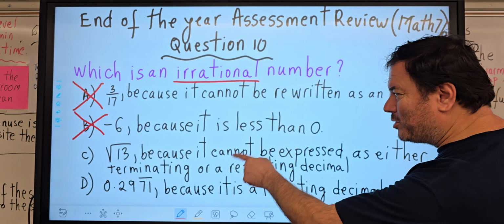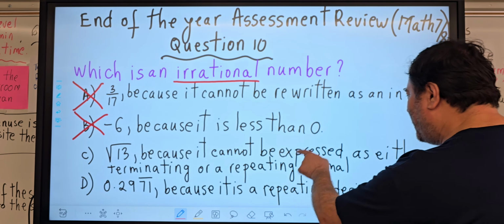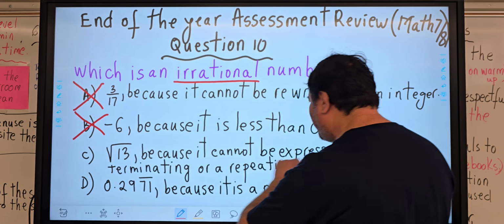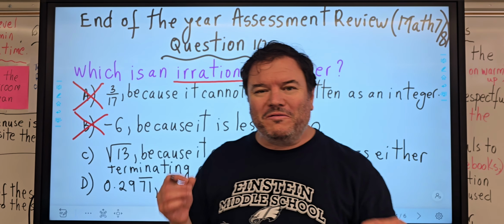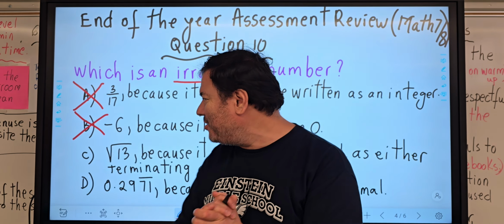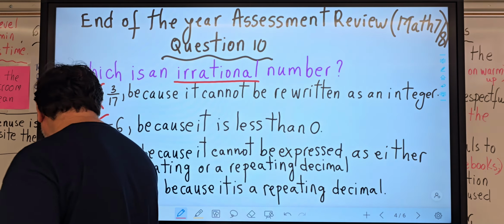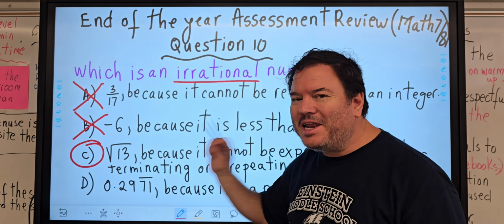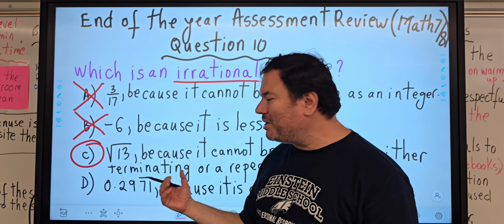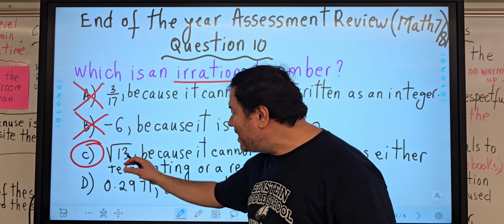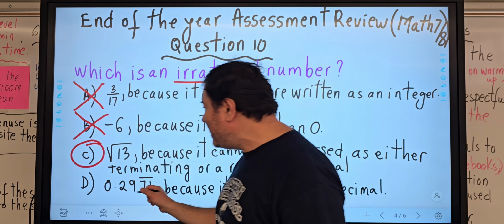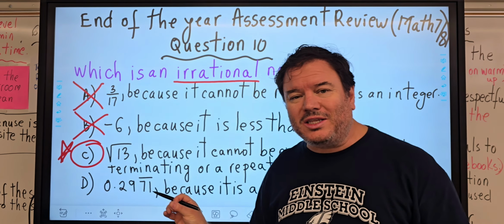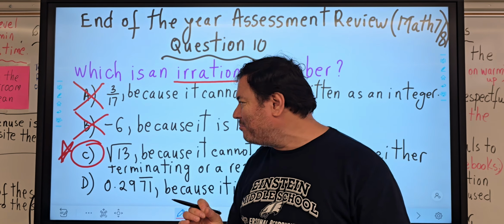Okay, square root of 13, because it cannot be expressed as either a terminating or repeating decimal. And again, we've learned in the previous video that square root of 13 is an irrational number because 13 cannot come out of the square root. 13 is not a perfect square. So 13 cannot come out of the square root, and therefore square root of 13 is an irrational number.